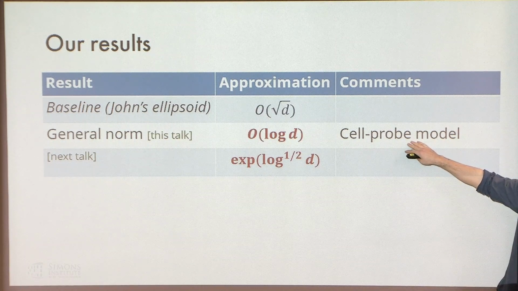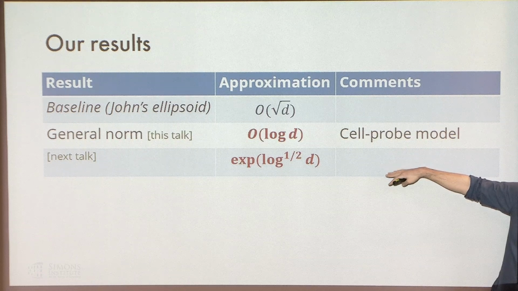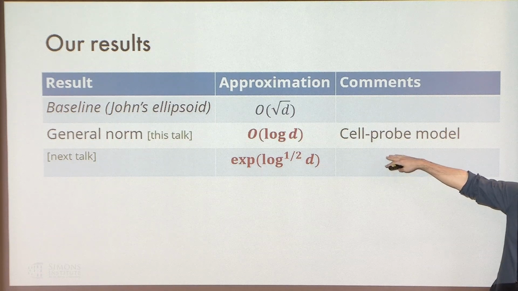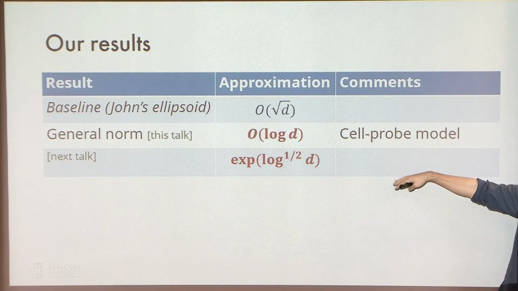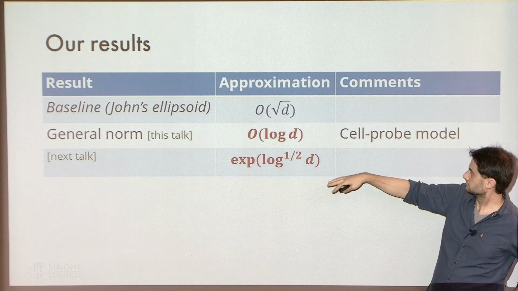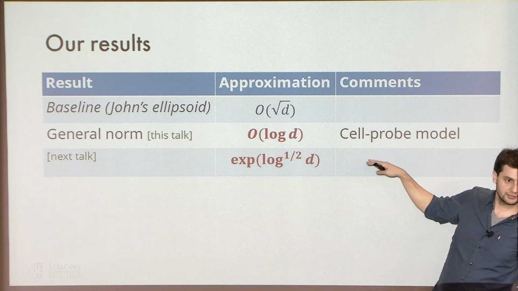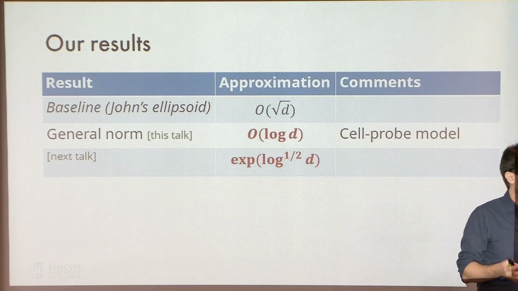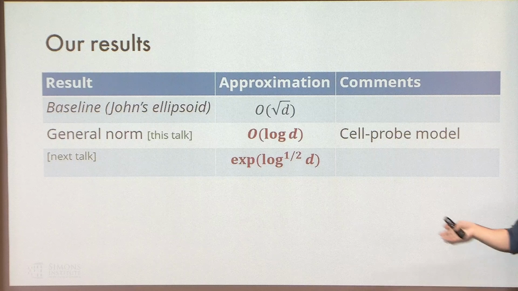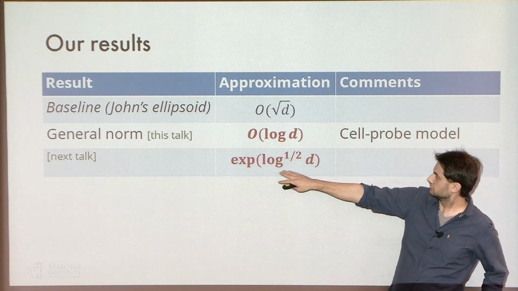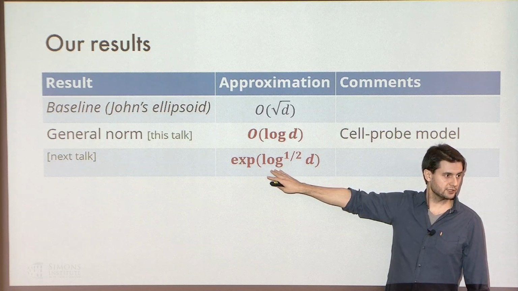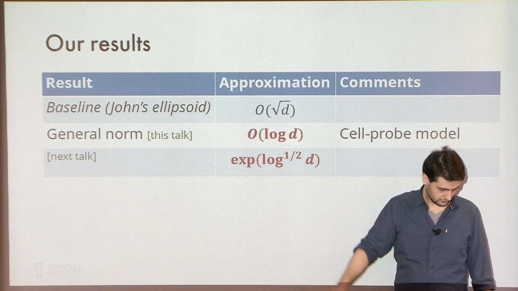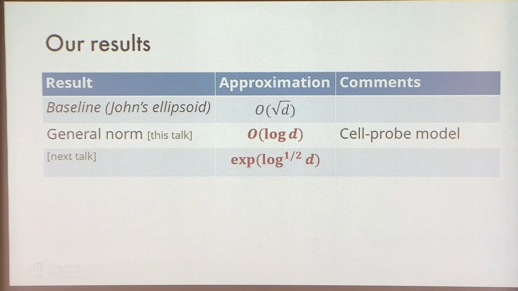In our next work, which Ilya will talk about in the next talk, we can improve. We can get a real data structure where n^epsilon is the actual query time. The approximation goes to 2^(root log d), so somewhere between polylogarithmic and subpolynomial. So these are the results for general norms.